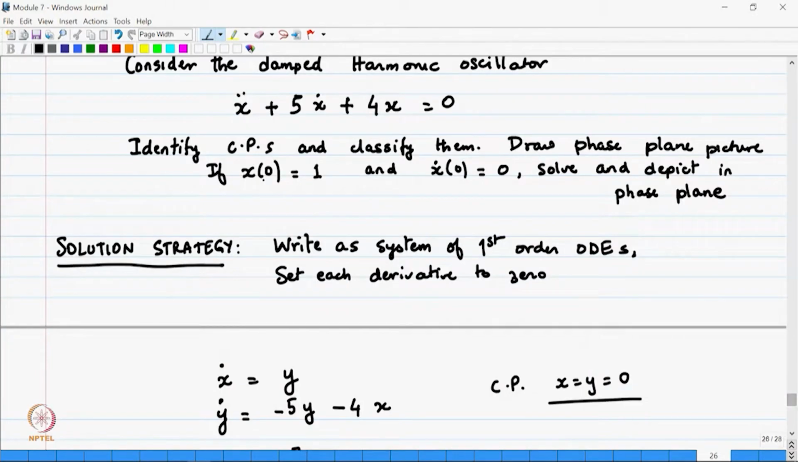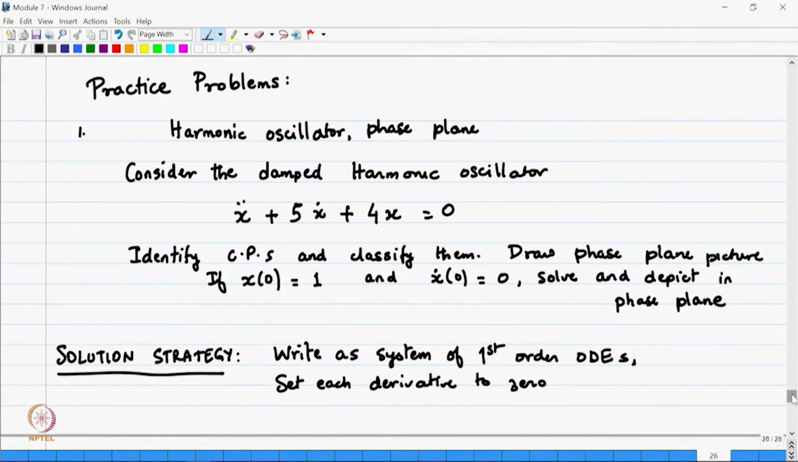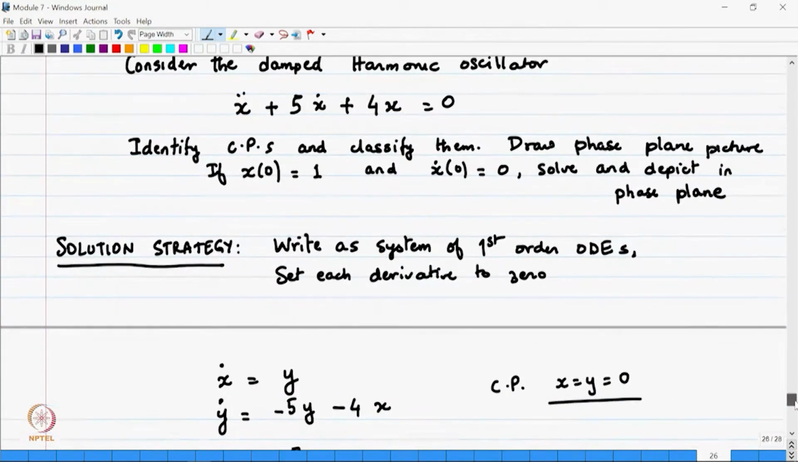So at t equal to 0, if you had this, and this equal to 0, solve and depict in the phase plane. So the strategy to solve this is to write this as a system of first order ODEs, set each derivative to 0, and you solve for the critical points, eigenvalues, and so on. So let us look at the solution.